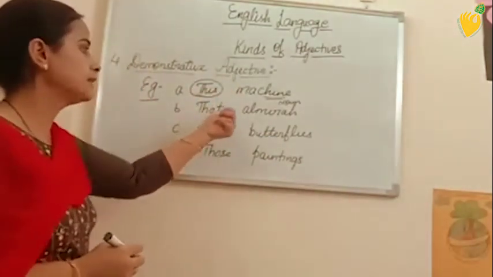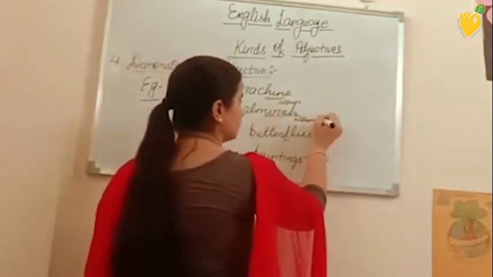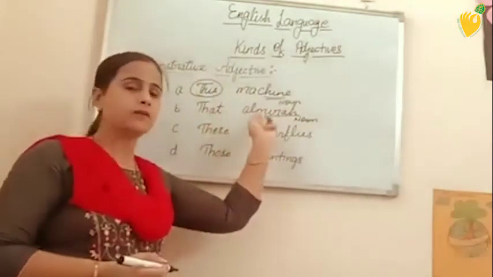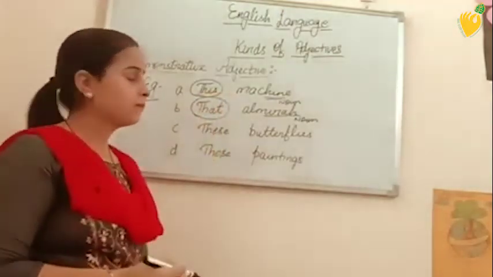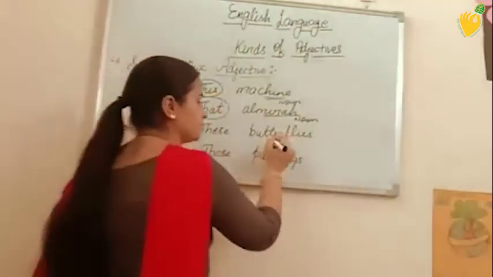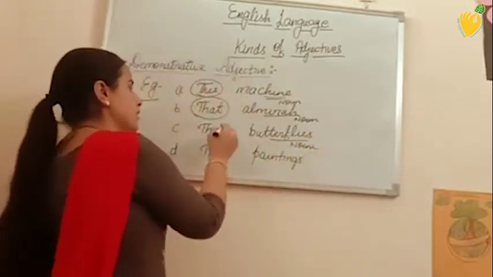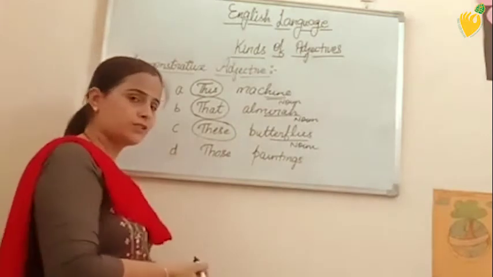Next example, that almirah. Almirah is a noun, and that we are using to point out that almirah. So that is your demonstrative adjective. In the same way, butterflies is a noun, and these we are using to point out the butterflies. So these is a demonstrative adjective.